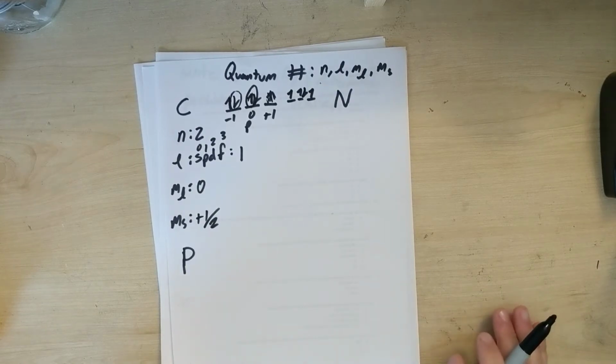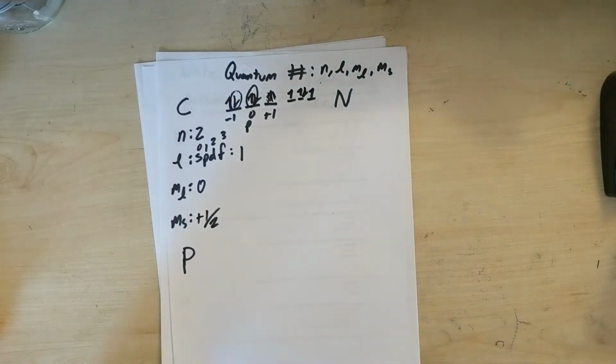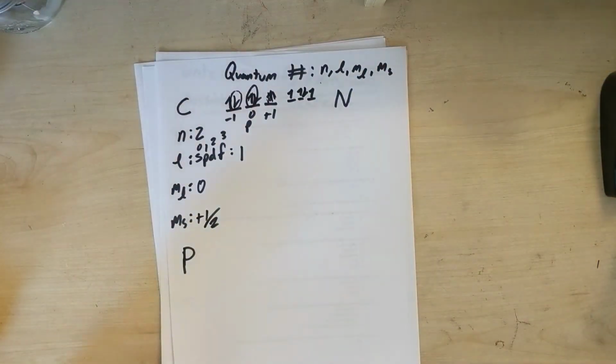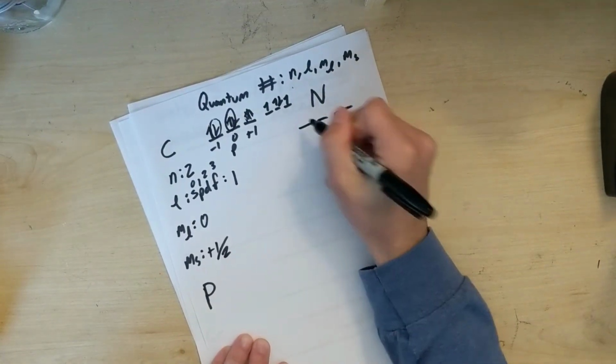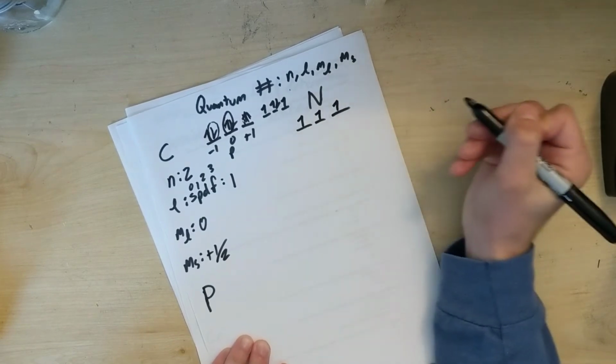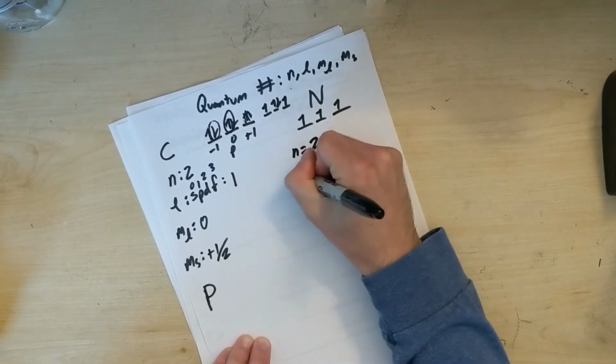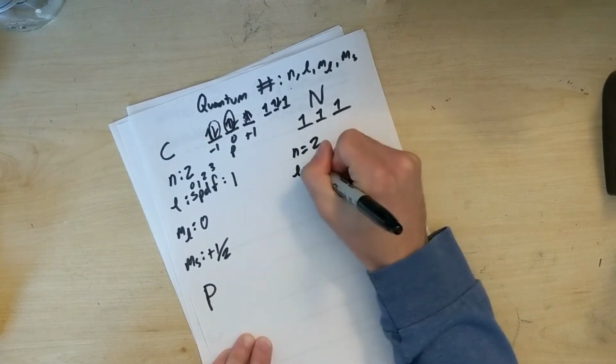Okay, so let's go on to nitrogen. So nitrogen is actually neighbors with carbon. So that means that we're going to have 1, 2, 3 in our orbital diagram. N is still going to equal 2. L is still in the p block, so it's still 1.